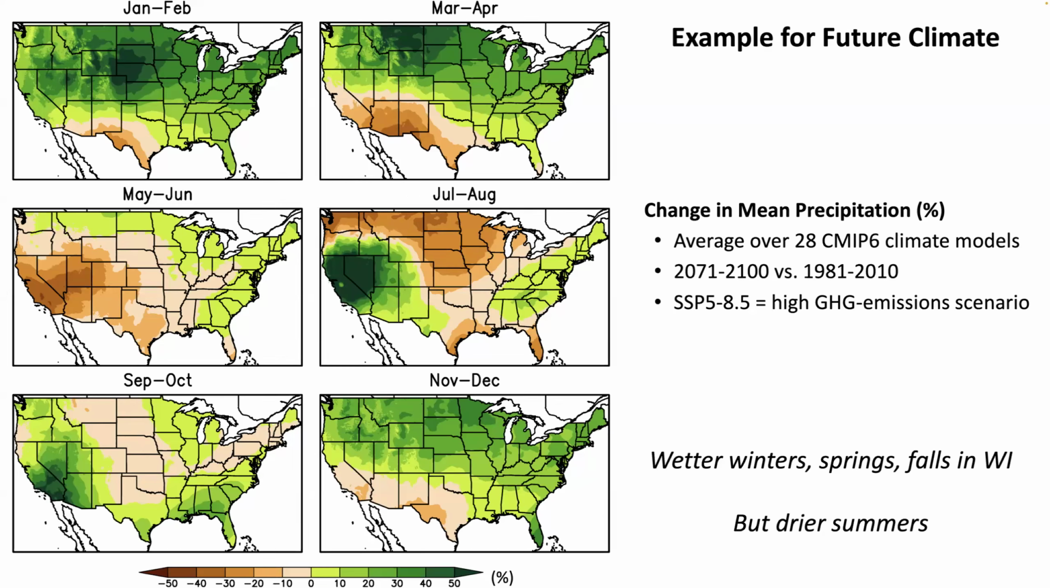The months are clustered in pairs. So you see January, February here at the top, March, April, and so on. The big takeaway here at the bottom is that we're expecting wetter winters, springs, and falls in Wisconsin.